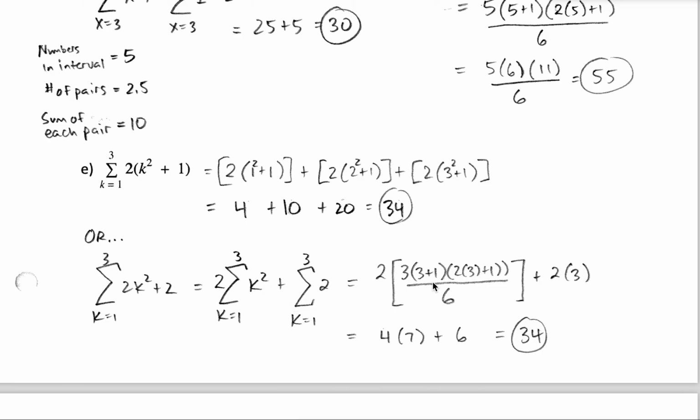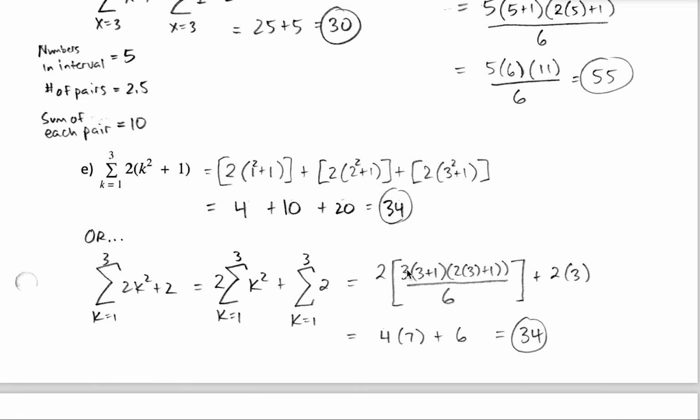So using the k squared formula, we have 3 times 3 plus 1 times 2 times 3 plus 1, all divided by 6, and we're going to double it. That 2 is still out in front. Here we have 2 added to itself 3 times. That's the same as 2 times 3. We could do a lot of simplifying here to help us with this multiplication. We have 3 being multiplied, and 6 is our divisor there. So if I'm multiplying by 3 and dividing by 6, we could cancel those with common factors. We could divide them both by 3.